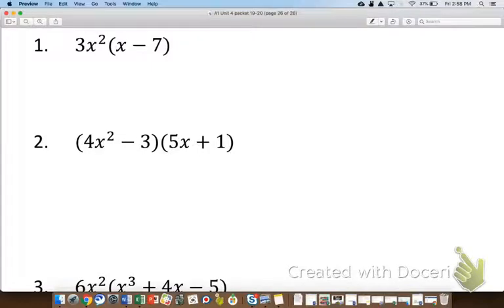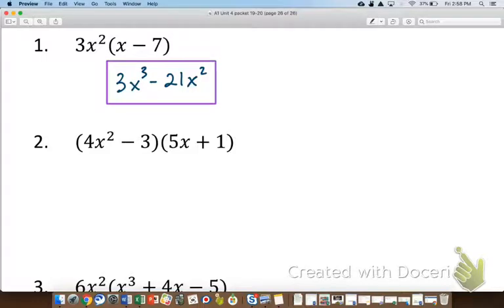All right. Anyone think they have the complete answer for number 1? What do you think, Ray? 3x to the third minus 21x to the second. You guys agree with him? Yes. I hope you do. He's got it right. Nice job. Very good job. Okay.